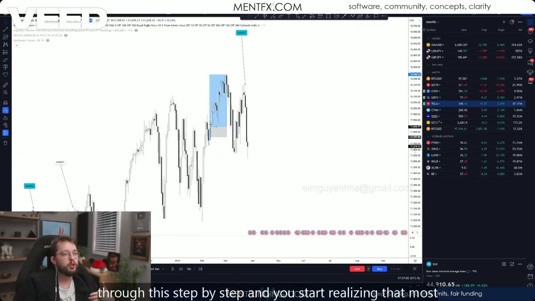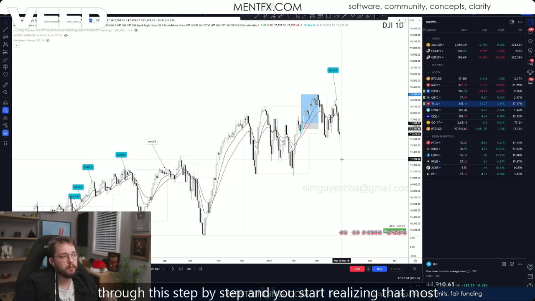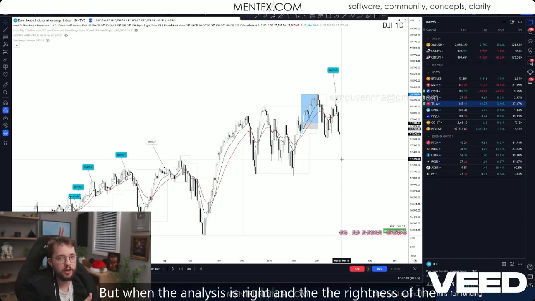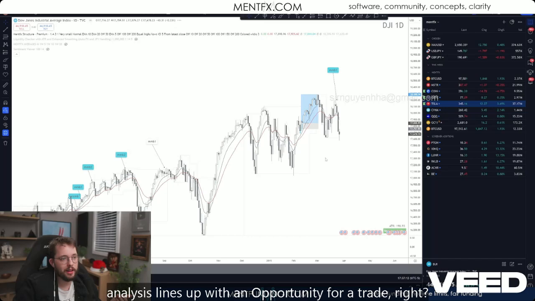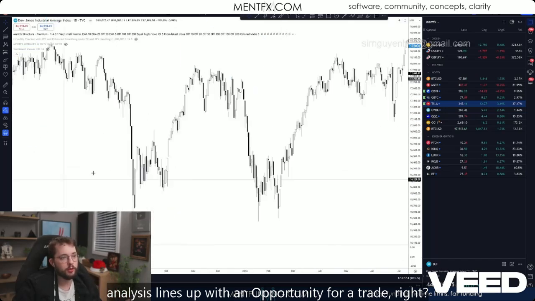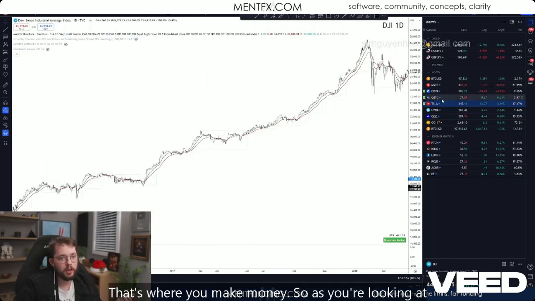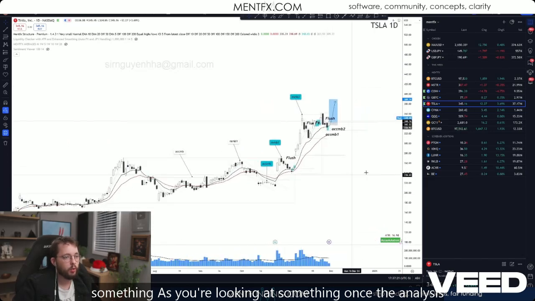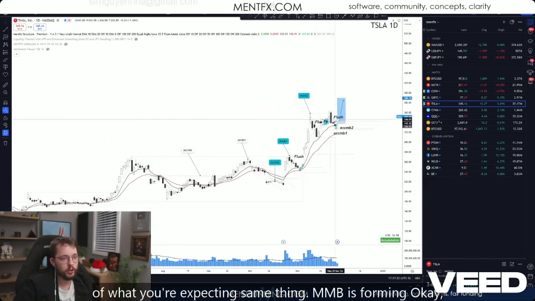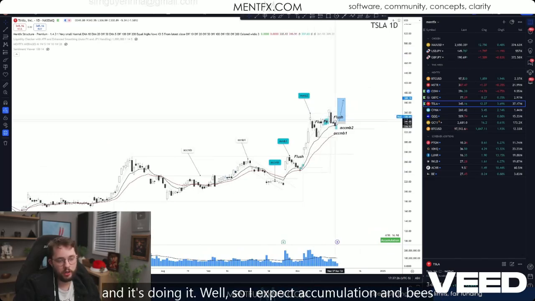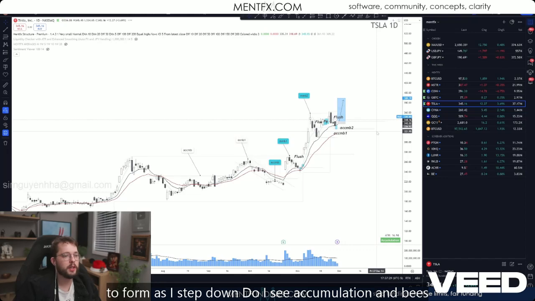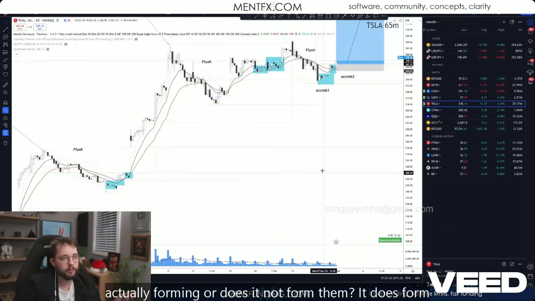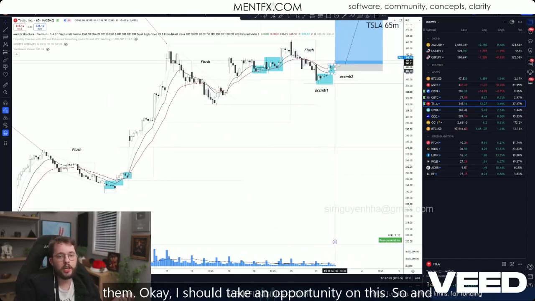Great. And again, you go through this step by step and you start realizing that most of what you're doing is actually getting the analysis wrong. But when the analysis is right and the rightness of the analysis lines up with an opportunity for a trade, that's where you make money. So as you're looking at something, once the analysis of what you're expecting, same thing, MMB is forming, and it's doing it well. So I expect accumulation MBs to form. As I step down, do I see accumulation MBs actually forming, or does it not form them? It does form them. Okay, I should take an opportunity on this.